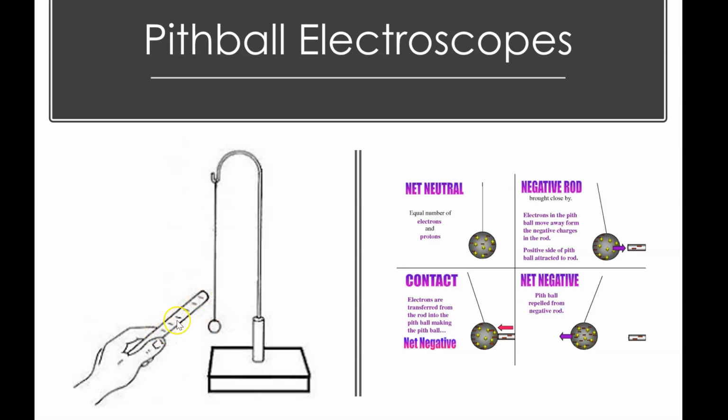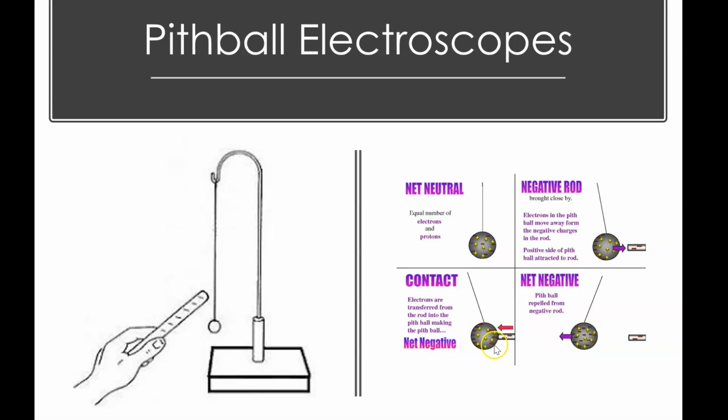When you bring this negatively charged rod close to that neutral pith ball, the electrons in that pith ball are going to move all the way back, away as far as they can, because electrons are the ones that can move. They can't escape, but they can move all the way back to the back of the pith ball. And now this side of the pith ball is going to be positively charged. And eventually, because that side is positively charged, it will be attracted to that negatively charged rod, because opposites attract.